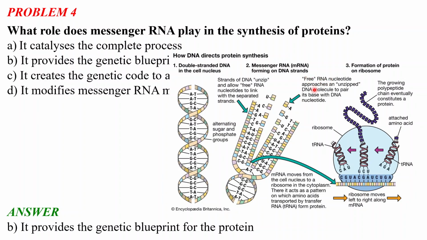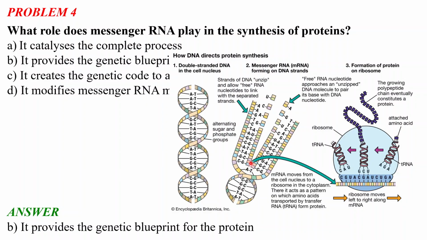The free RNA nucleotide approaches an unzipped DNA molecule to pair its base with the DNA nucleotide, and this also follows the rules of base pairing. RNA polymerase is the enzyme which catalyzes this whole thing. Then the mRNA moves from the cell nucleus to the ribosome in the cytoplasm, where it acts as a pattern on which amino acids transported by the transfer RNA form a protein. As you can see, these are the free RNA nucleotides, which are joined by the RNA polymerase to form an mRNA molecule.